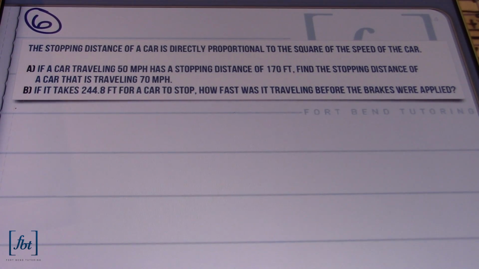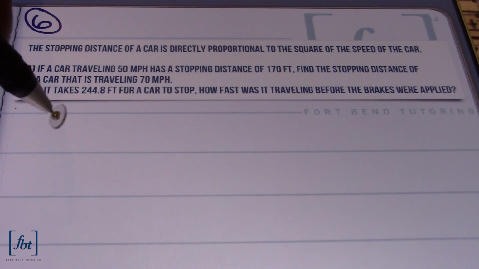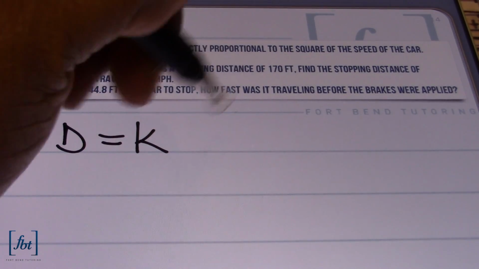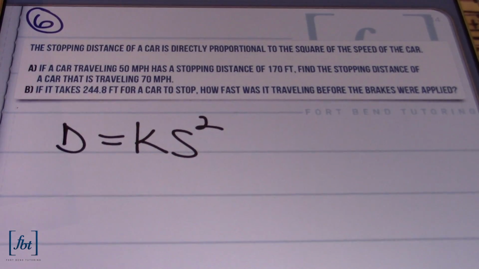So let's go ahead and start out with setting up our variation equation here. I'll set up the equation as the stopping distance equals the constant of variation times the square of the speed of the car. So I have d equals k, my constant of variation, times s squared, and I'm using the variable s as the speed of the car.